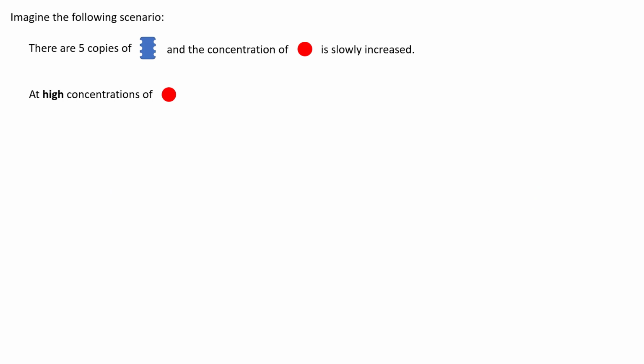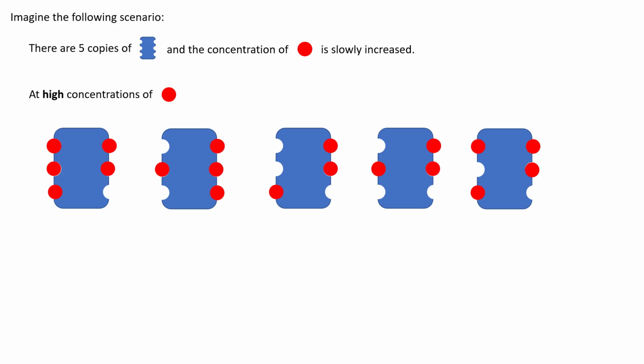At high concentrations of red, again, you run into the same problem. You have one of the blue molecules, all the way on the left, that is almost fully occupied, and the rest are still missing a few red molecules to become fully activated. So none of the blue have been activated, even though the concentration of the red has increased. Remember, the concentration of red increases because the signaling molecule is activating the receptor.